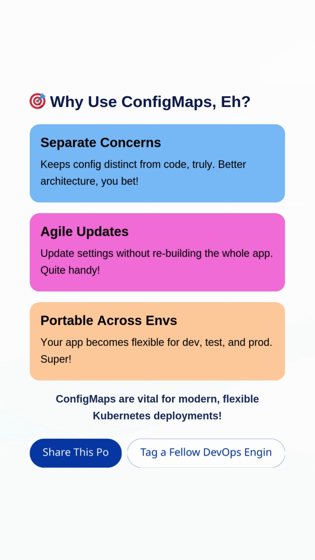Why use config maps? They separate configuration from code. You can update settings without rebuilding or redeploying the app. And they make applications portable across environments: development, testing, and production. In short, config maps are Kubernetes' flexible way of managing non-sensitive configuration.